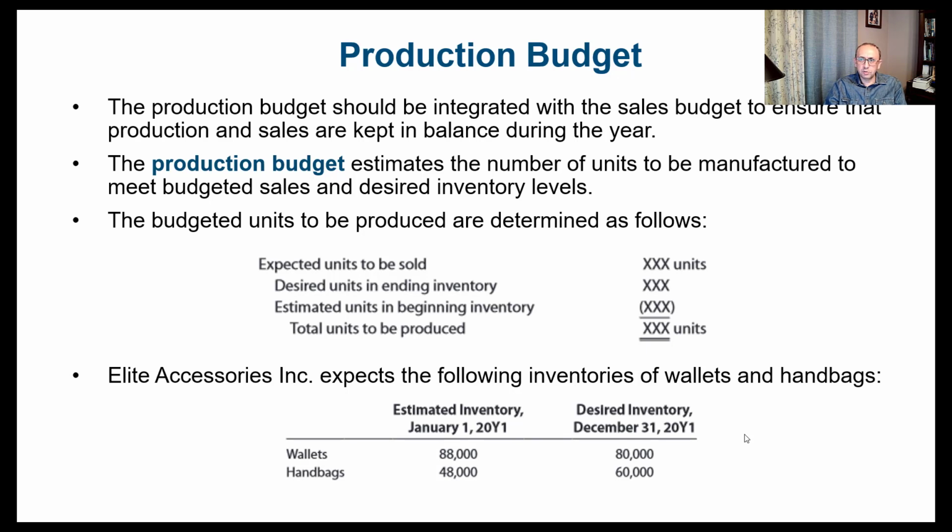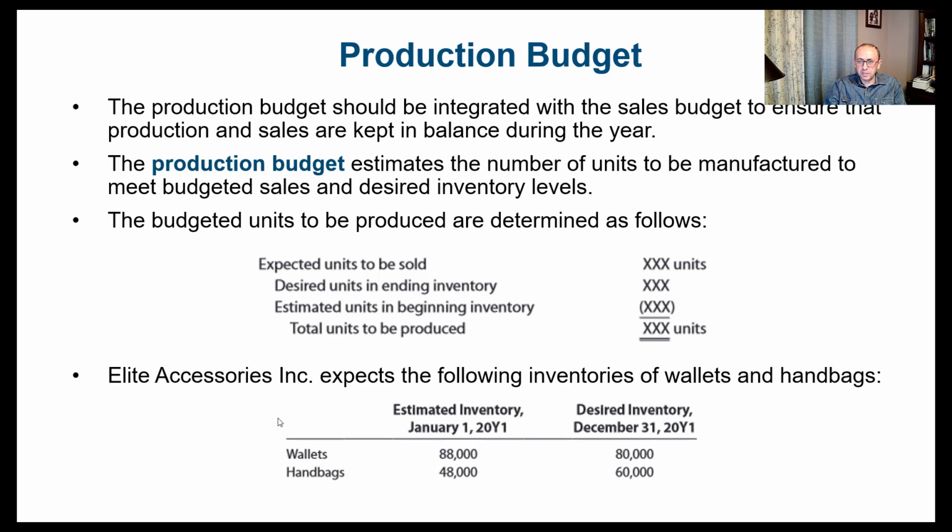So the budgeted units to be produced are determined as follows. The expected units to be sold, and we add to it the desired units in ending inventory. So our expected sales plus the desired inventory minus the estimated units in our beginning inventory would give us our estimate for the total units to be produced.